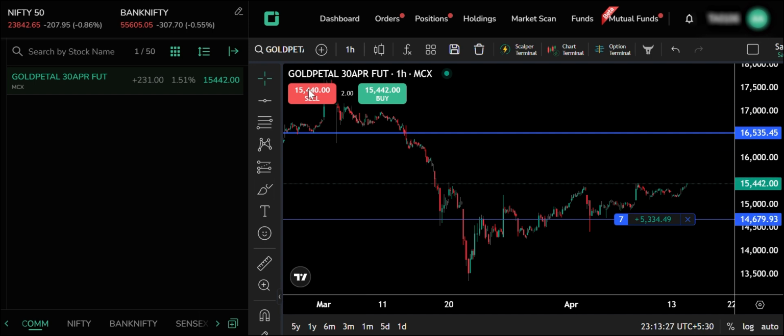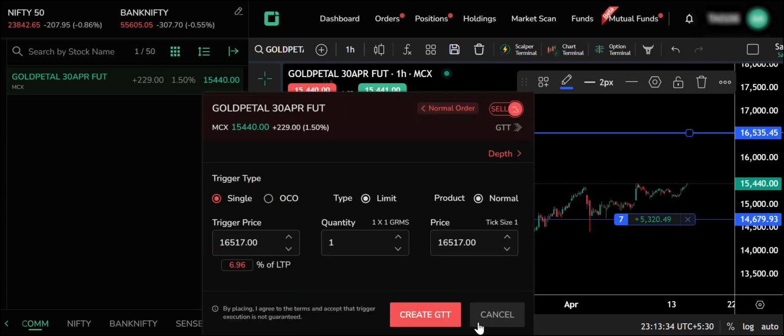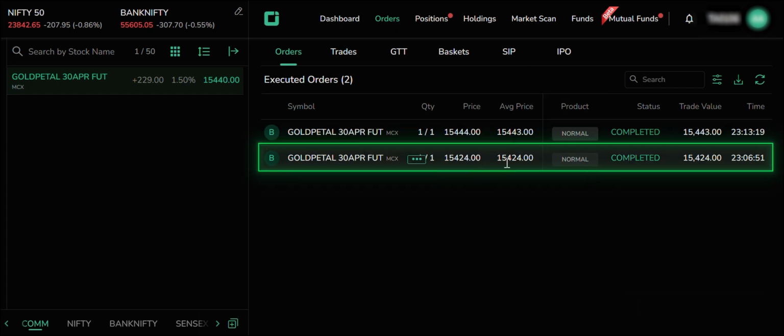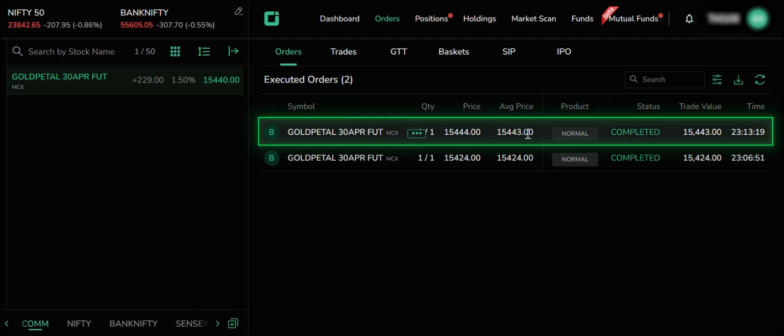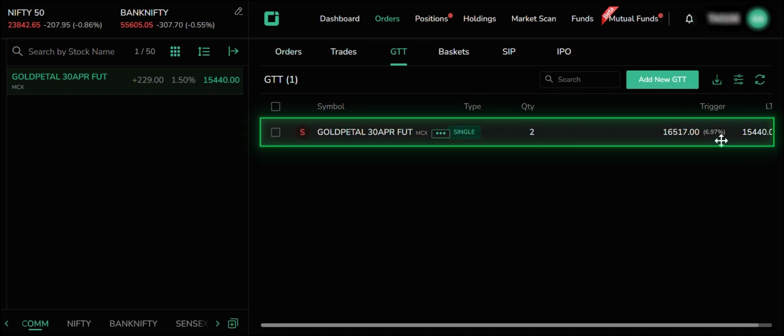Now the best part is you can draw the line on the chart and create a GTT. Like today I had got 2 grams. So I'll put 2 grams selling around 16,517 and I put create GTT. So here in the orders you can see initially I bought 1 gram at 15,424 and the second gram I bought at 15,443. So there was around a 6 minutes difference. And if you see the GTT order, it's around 16,517. So that means whenever the price goes to 16,517, it will get sold.